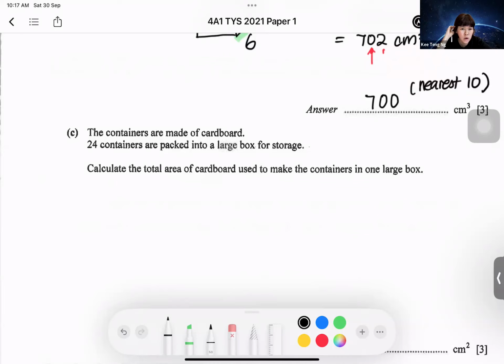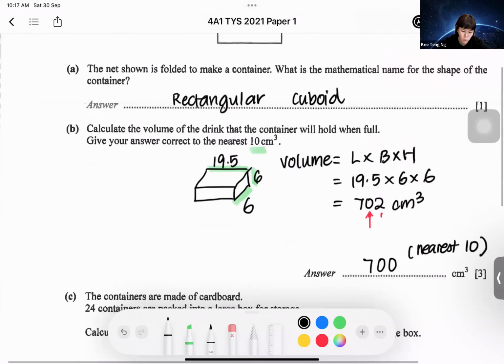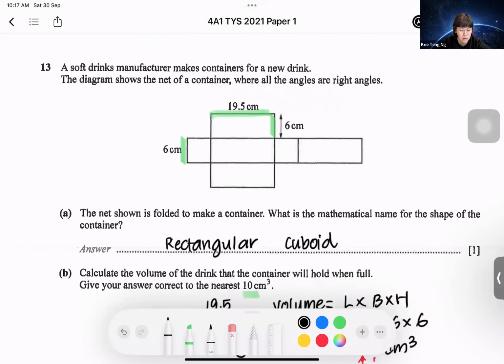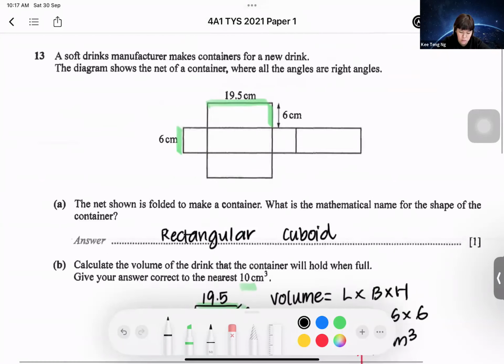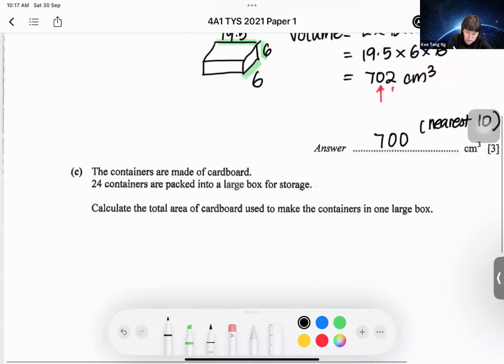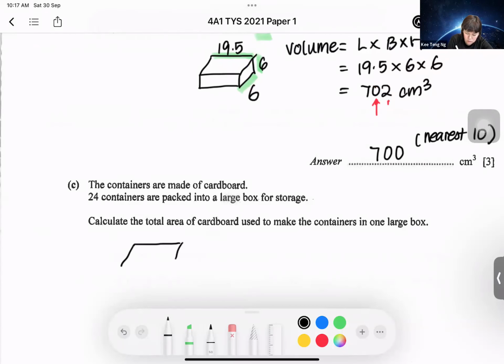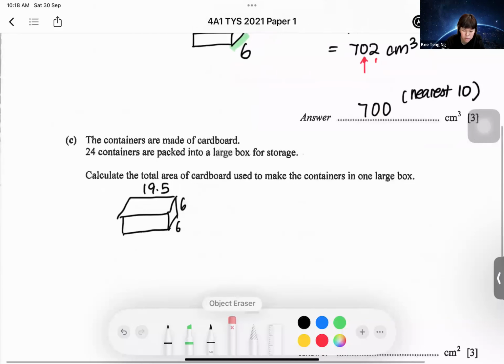They say there are a total of 24 containers, and let us refer to our container. One container looks like that. So this will be one container, right? So I have one container that looks like that. This one is 19.5, and there's 6 by 6, right? And they tell me there are 24 containers in one large box. So they want the area, so I need to find the total surface area for one container first.